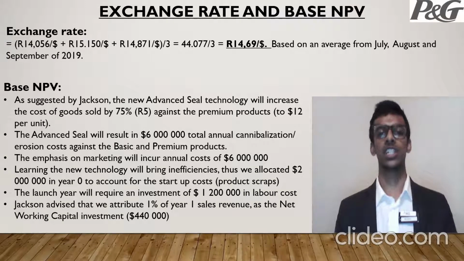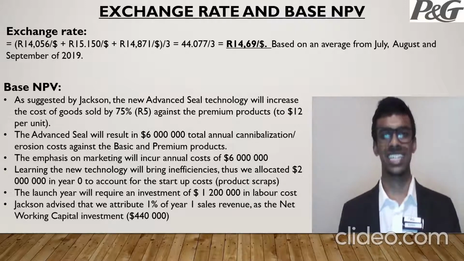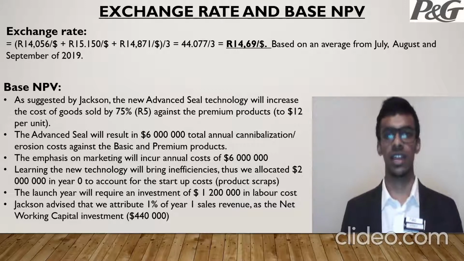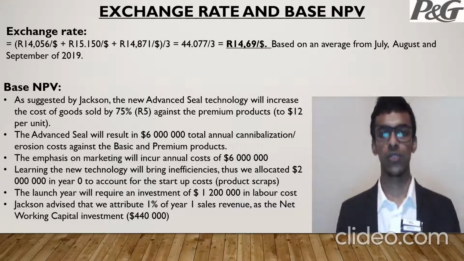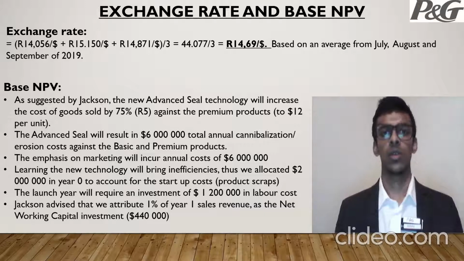The Rand-dollar exchange rate used for the entirety of this project's life will be based on averages from July, August, and September of 2019. Once obtaining the exchange rate and having the WACC, we are now able to focus on the net present value. The new technology will bring an increase in the cost of goods sold to $12 per unit, while a cost of $6 million will be incurred annually for cannibalization against all other products.